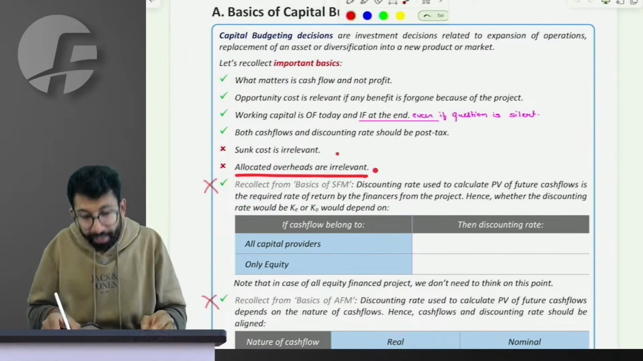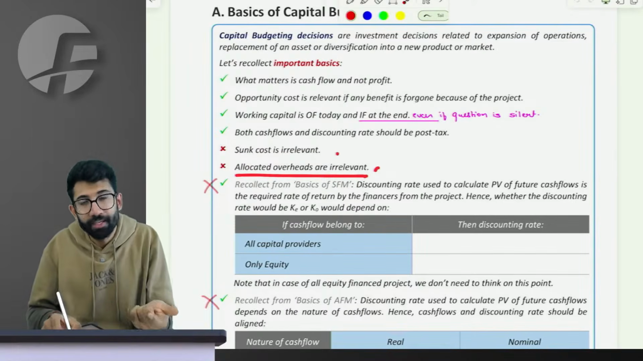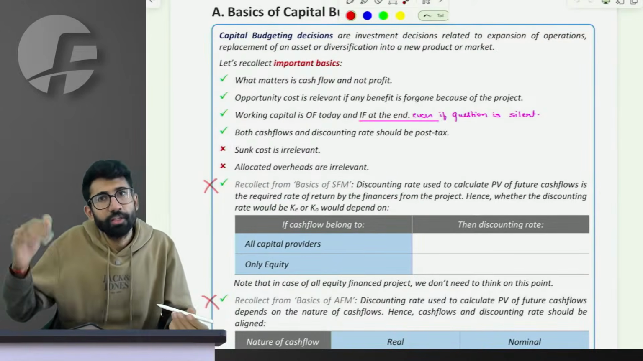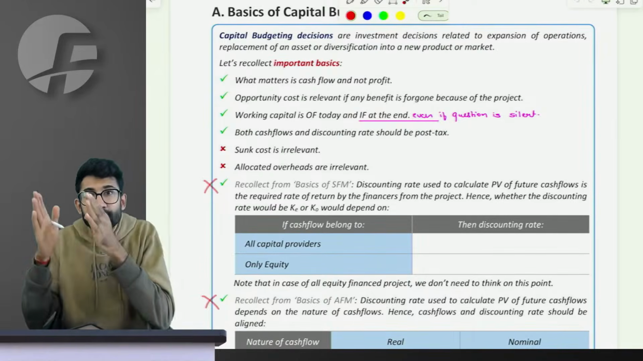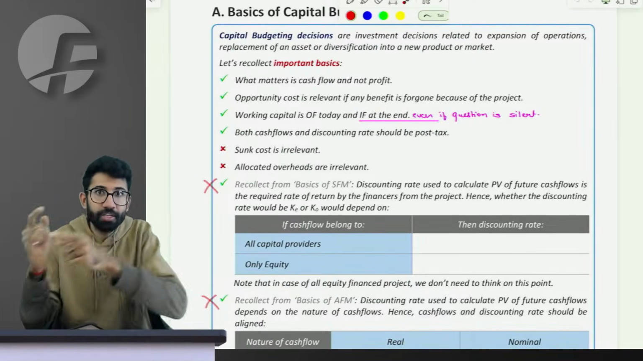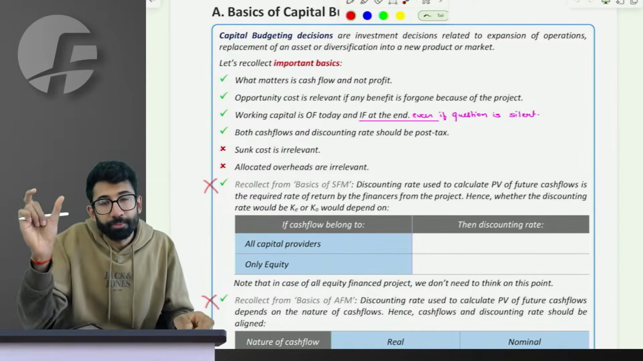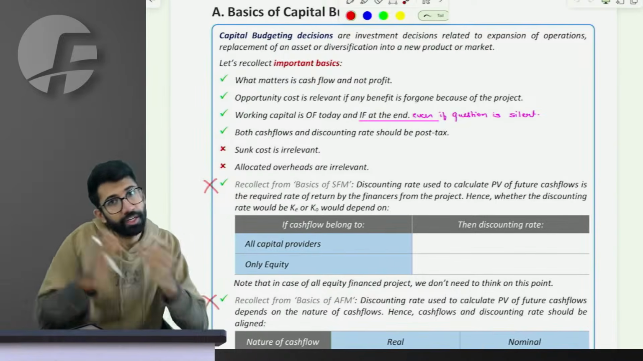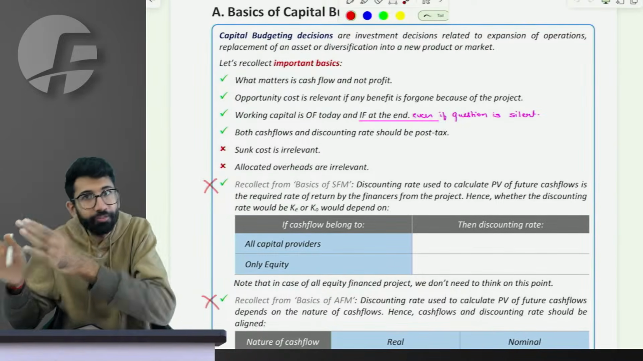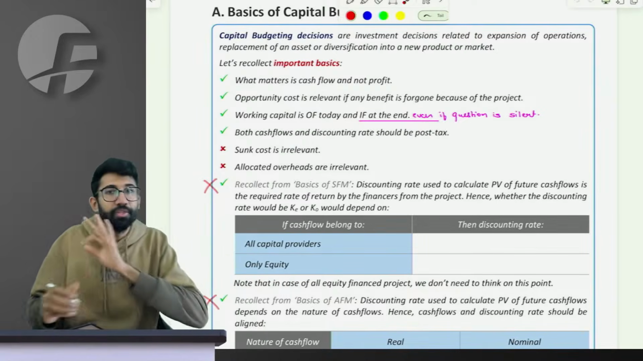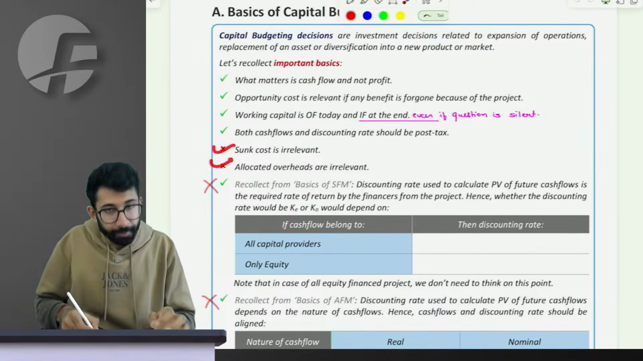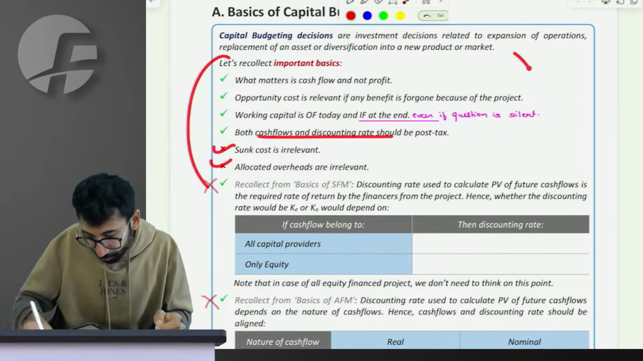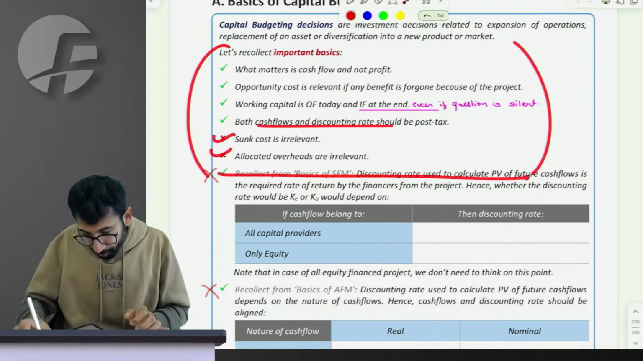Allocated overheads similarly are also sunk cost. I hope you know what allocated overheads are. I'm starting a project, right? There was a cost which was incurred, for example, at management level. Now, since the management is also taking care of this project, some proportion of their cost is allocated here. It is not specifically incurred for the project. It was anyways being incurred, or for the sake of calculation, it is allocated to my project, which is again irrelevant, is not considered. You should realize that the cash flows and the discounting rate, both of them will be considered as post-tax. That is all we wanted to know.